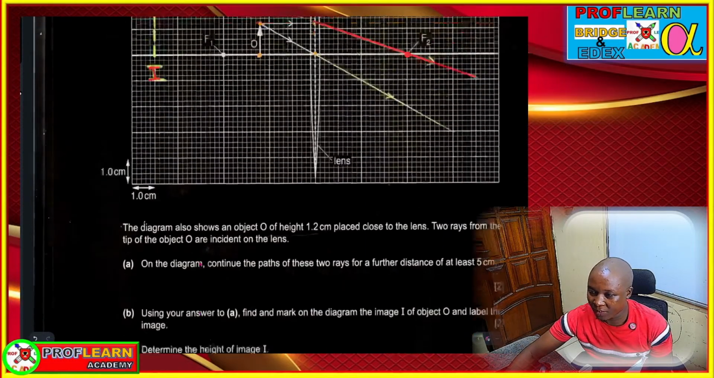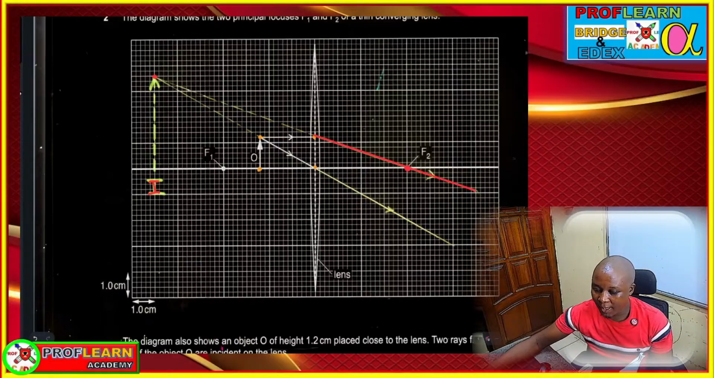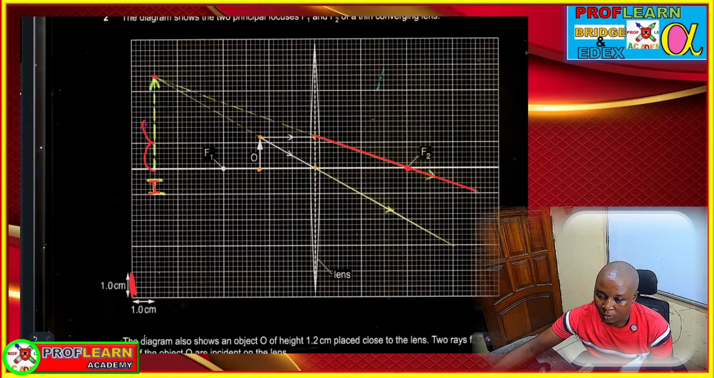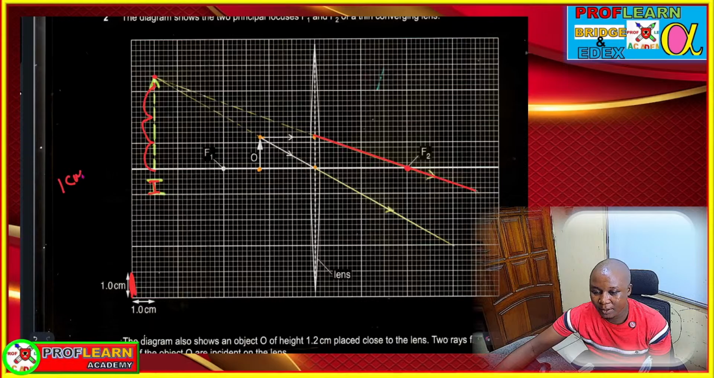How do you find the height of the image? We were told that one square, this one here, is 1 centimeter. So how many are they? 1, 2, 3. And how many tiny boxes? 1, 2, 3, 4. So meaning that we have 5 tiny boxes. So we are going to say that 1 centimeter is equal to 5 small boxes. What about 18 of them, how many centimeters will that be?